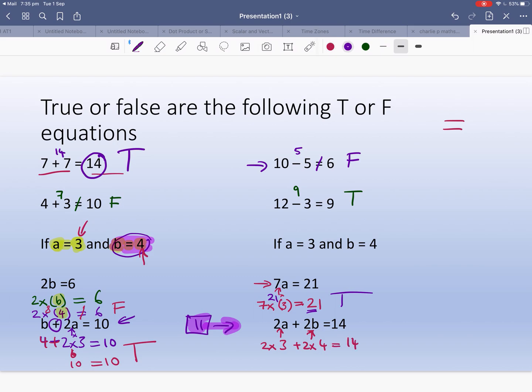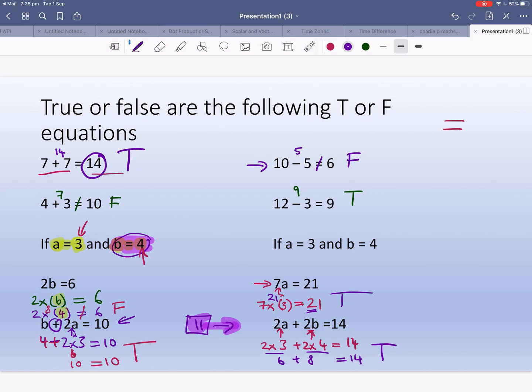Let's work out bedmas first. So we have to do the times first. 2 times 3, that's 6. 2 times 4, that's 8. 6 plus 8 equals 14. So that's true also. So we've been on a good run of what is true and what is false. I think I've done them correctly. If I've made any mistakes, please let me know.